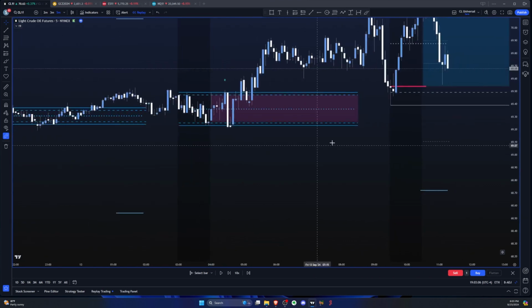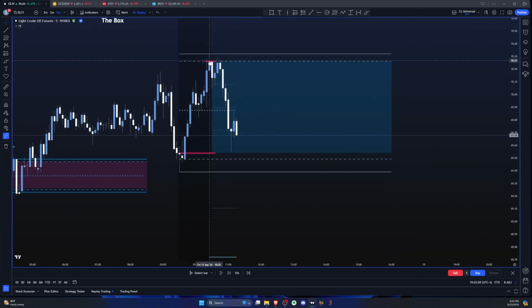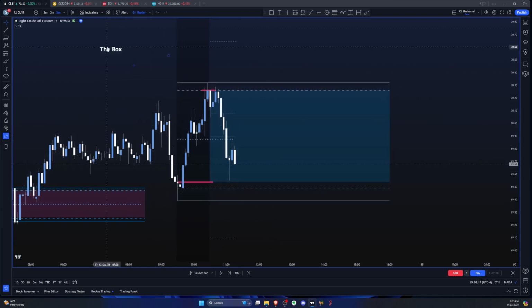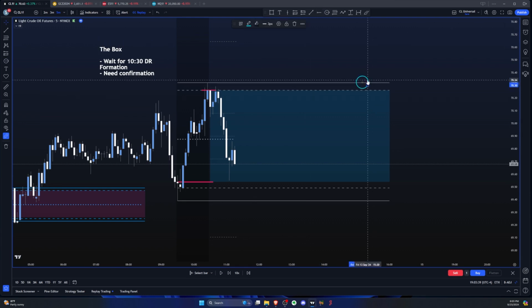And so what we're looking for is, first of all, the formation of this box, which happens at 10:20, at the end of the 1025 candle or at 1030. Okay, and then we have our box formation, right? So this is just like time and price, where we wait for 1030 DR formation. Okay. The next rule is we need a confirmation. Okay. And confirmation is a term that means that we break either the high, this range high, so the opening range high, or the opening range low.